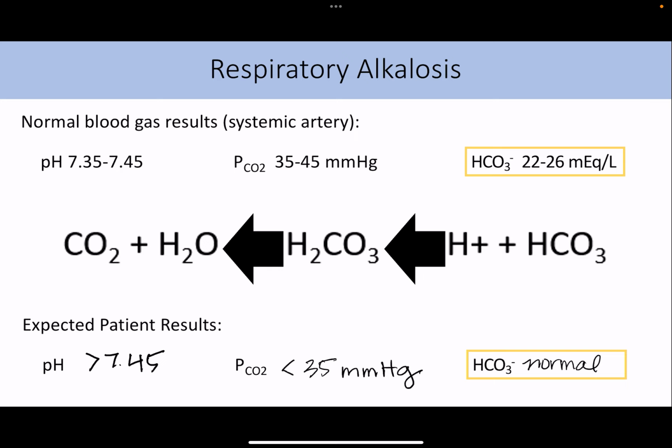So the pH and the CO2 are always going to be opposite of one another? Yes, so high CO2 means low pH, low CO2 means high pH, yes. All right, so this may happen with the example that we just gave earlier, with hyperventilation.